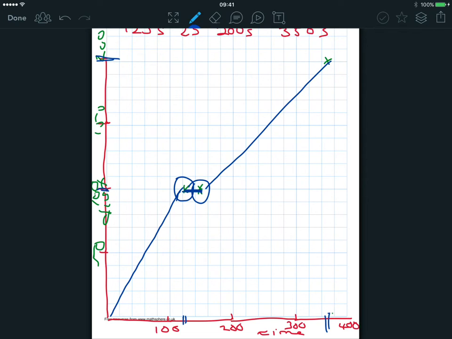Obviously drawn properly on paper it would look fantastic. It looks a bit of a mess here. Time, I'm going to add my units, time in seconds, distance in meters. It gives you a rough idea of what to expect. Obviously the gradient of this bit of the line will be steeper than this because he's going faster, and there will be a flat section in the middle.